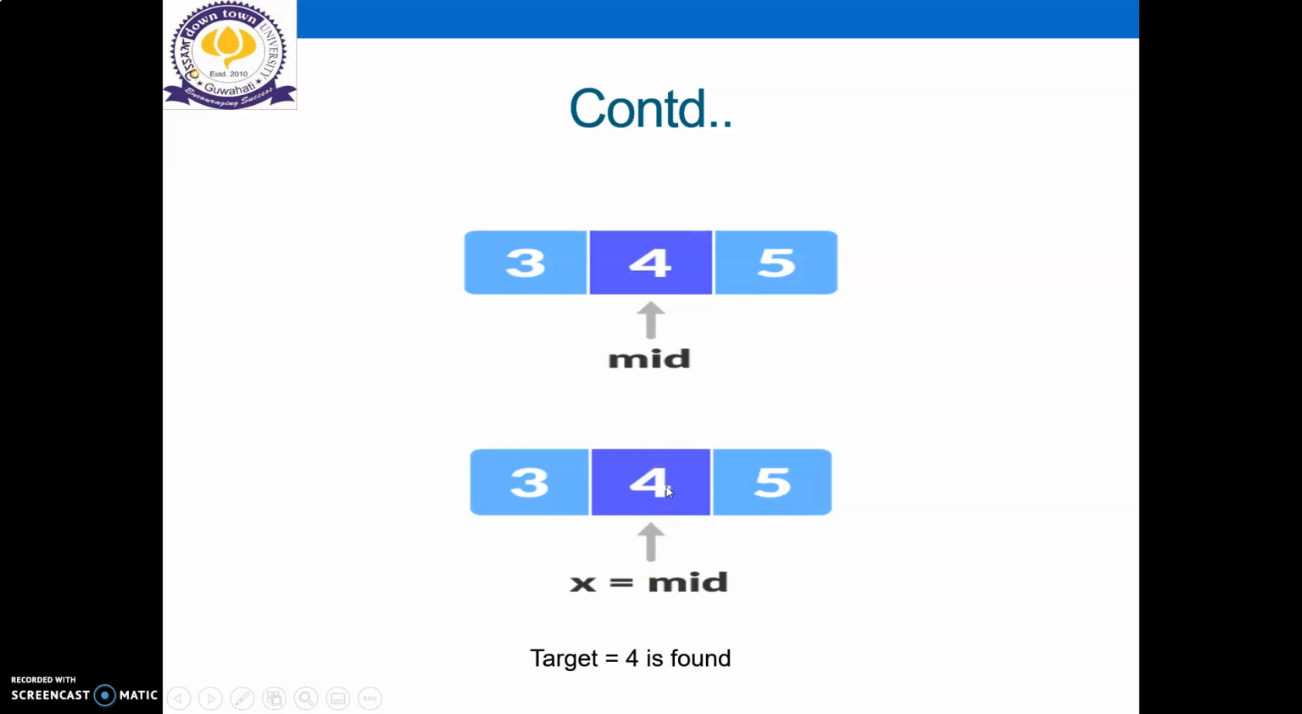Now in case we were looking for a different number, suppose 3, then again we have to divide the elements into two halves. So basically it keeps dividing an array into two halves and looks for a particular element based on the target value and the middle value.